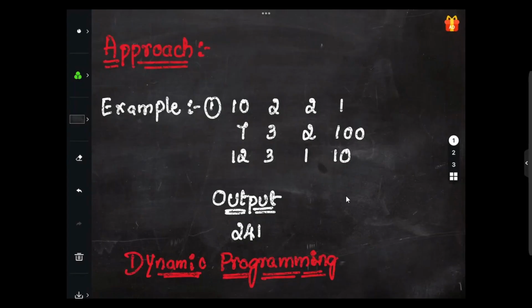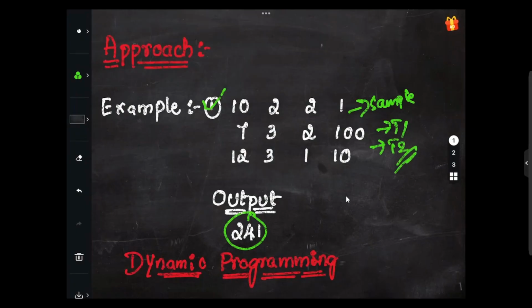So I have considered the same first example that they have given in the question. We have already discussed this one, so we don't have to discuss it again. The output that we need to get here is 241. This is nothing but the sample. This is type T1 and this is type T2.